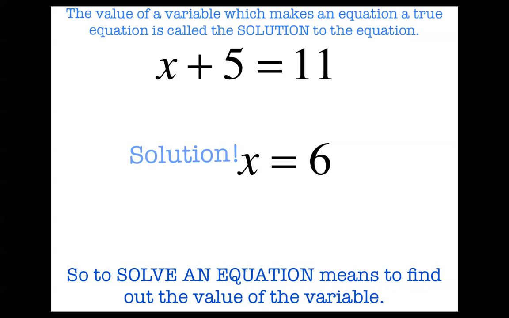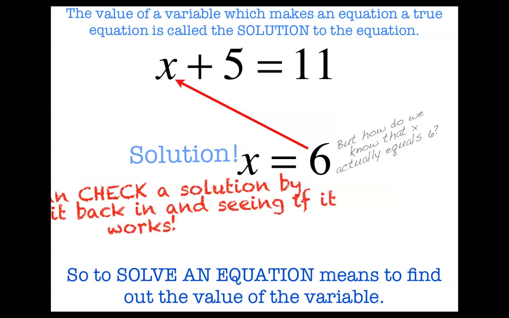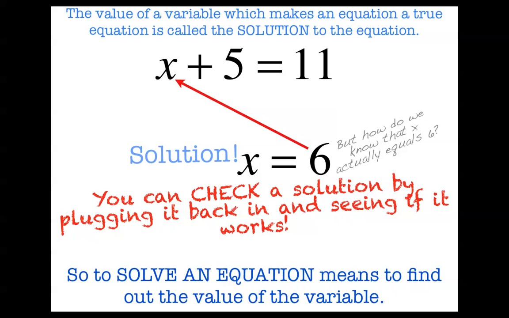But solving an equation means to find out the value of the variable, and we did that, I think, but how do we really know that x actually equals 6? Well, when we plug 6 back into the original equation, what does it give us? It gives us 6 plus 5 equals 11, and you can check your solution by plugging it back in and seeing if it works. Is 6 plus 5 11?